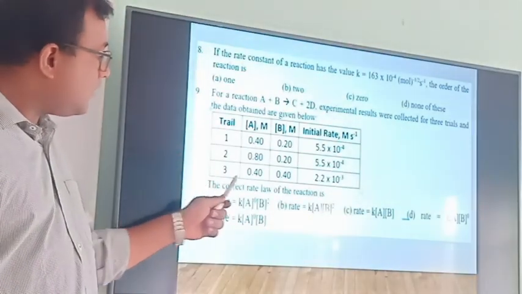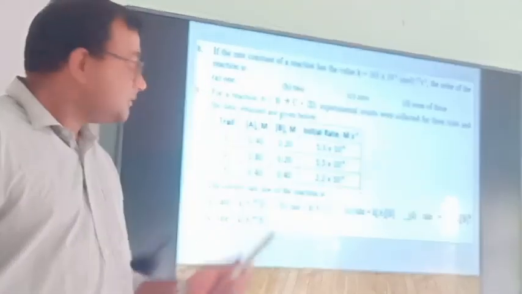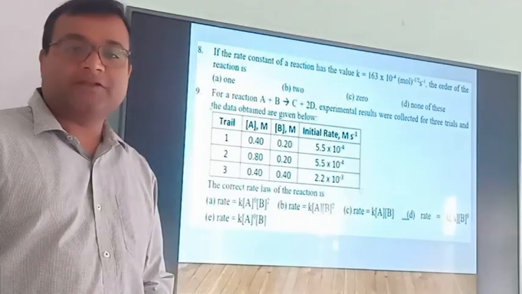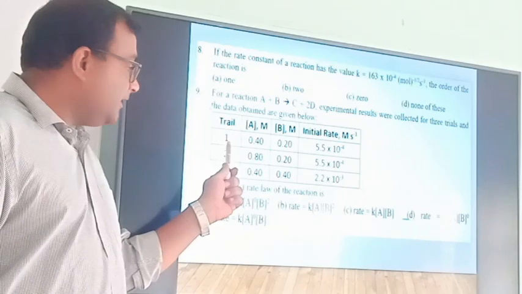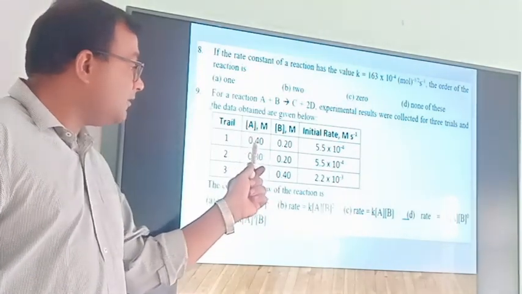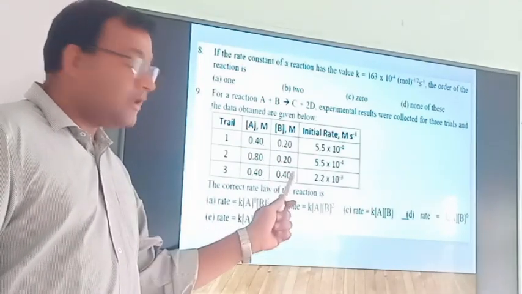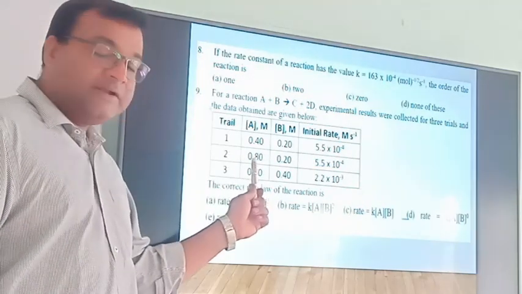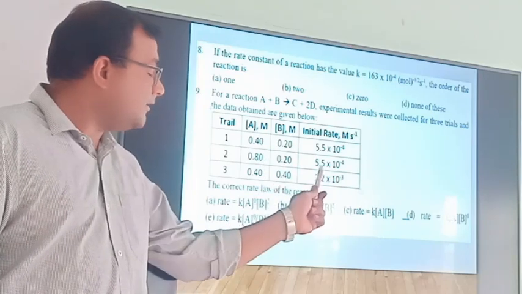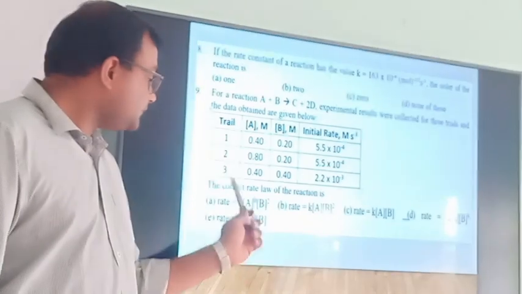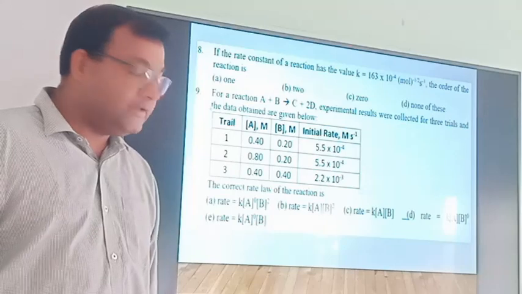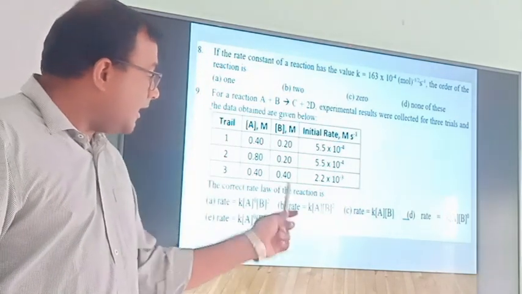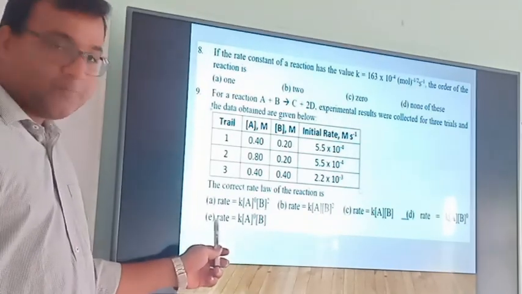Here it is given a big table which contains trial numbers, molar concentration of A, molar concentration of B, and initial rate. They did 3 experiments. First experiment, molar concentration of A is 0.4 molar, B is 0.2 molar. For that, the rate is 5.5 into 10 power minus 4. Similarly, second experiment, they took 0.8 for A, B is 0.2, and the rate is 5.5 into 10 power minus 4. Then experiment 3, we have taken 0.4 and the rate is 2.2 into 10 power minus 3.